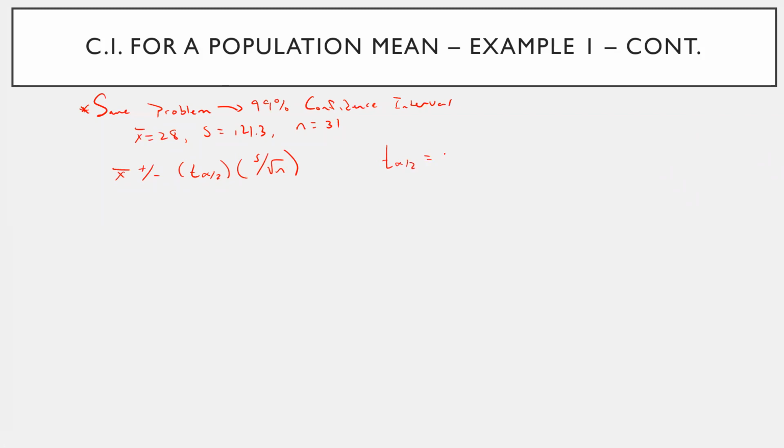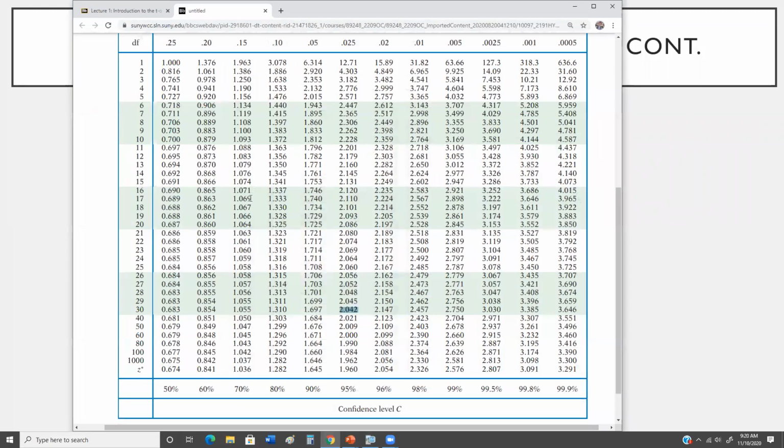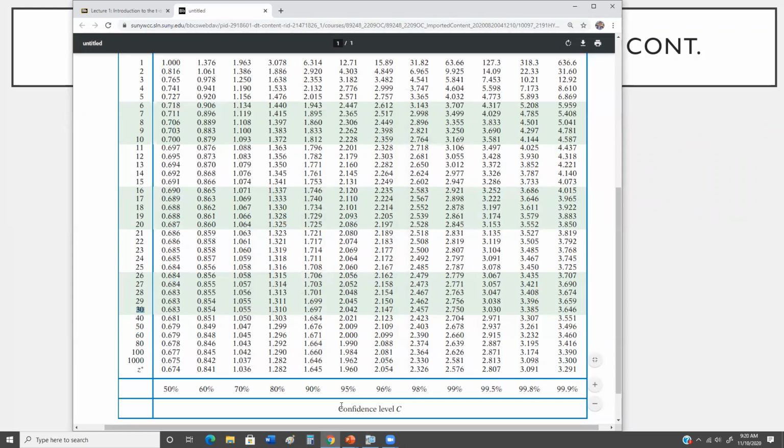So this is how I would actually do this problem. I wouldn't even worry about the upper tail probability if you're going to look it up on the table. The degrees of freedom is still 30. That never changes. But now for a 99% confidence level, look at the bottom of my table, confidence level 99. So 30, shoot over to the confidence level of 99. Do you see this number, 2.750? Yep. That's my critical value.